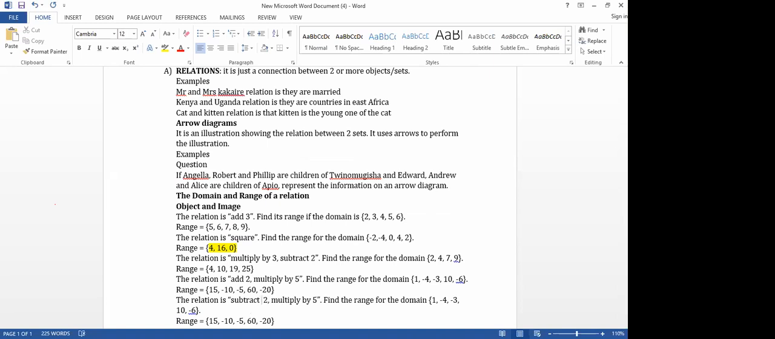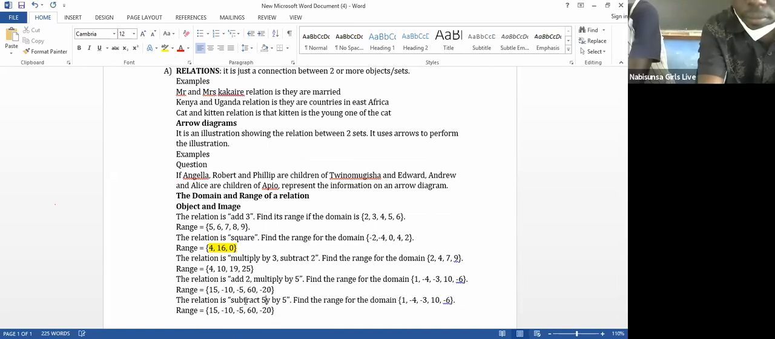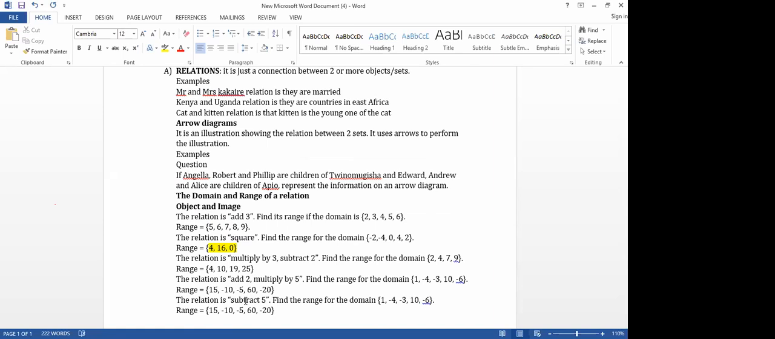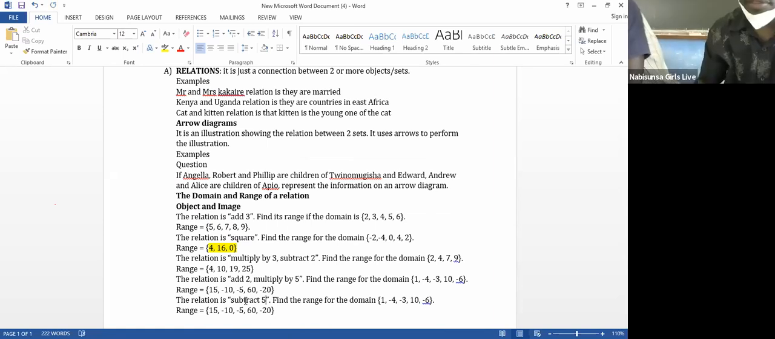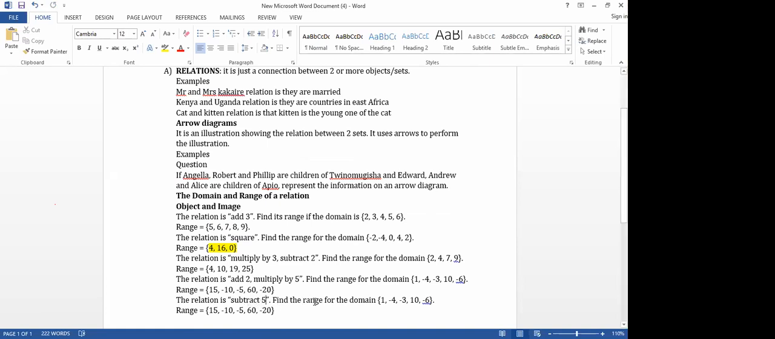Yes, teacher. When we find the range and there are two images that are the same, we are only supposed to write one. Yes, please. You write once. Okay.